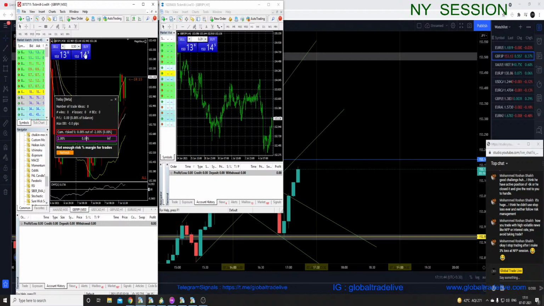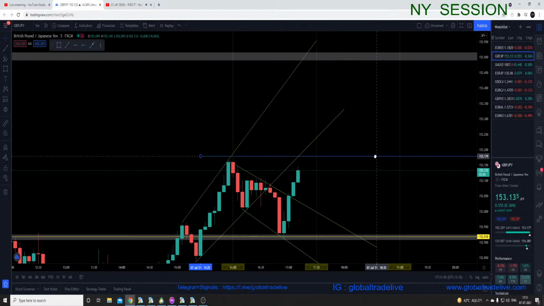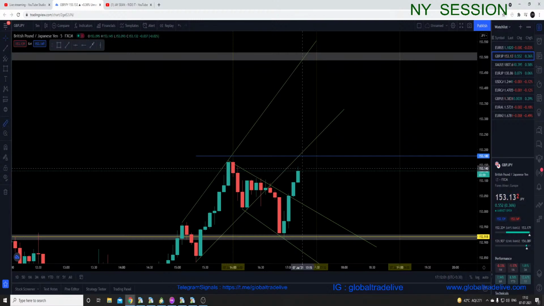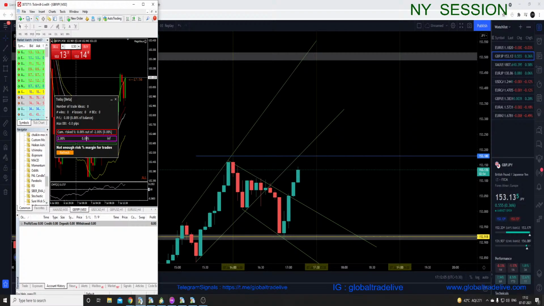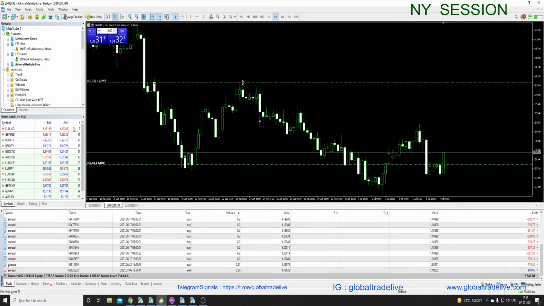I'm going to enter a buy once it crosses above 153, I think the 180 level. Yeah, the 180 level is good. We'll have a clean range of 32 pips. So in this account, where is GJ?